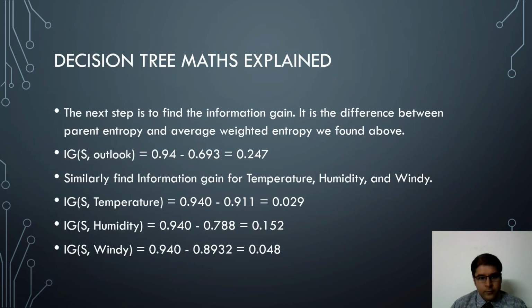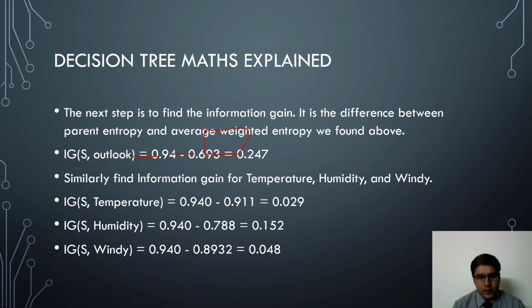The next step is to find the information gain. It is the difference between parent entropy and the average weighted entropy we found before. So information gain for the outlook node will be 0.94, as 0.94 was the entropy of the whole system when we calculated earlier, minus 0.693 that we have just calculated, that is 0.247. So we have calculated the information gain for Outlook here.